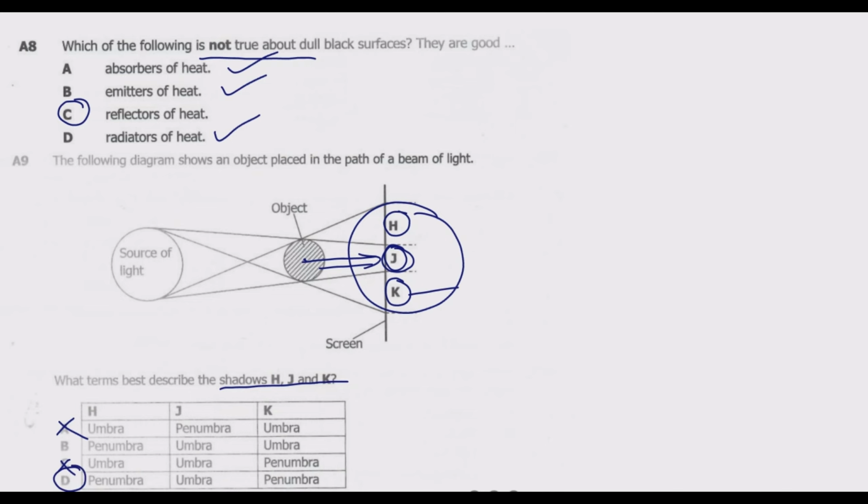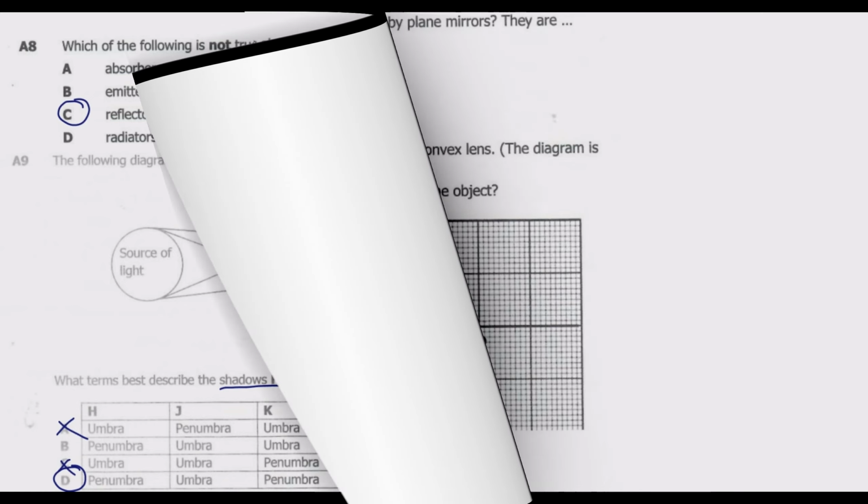So it's a matter of understanding the difference between umbra and the penumbra. Penumbra is the outer space of the shadow. Then umbra is the central point of the shadow.